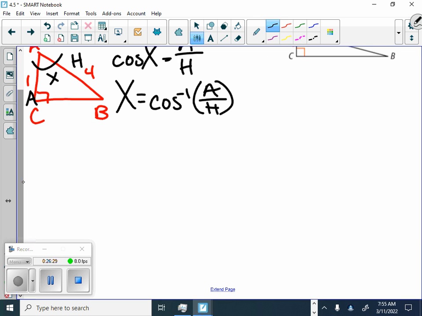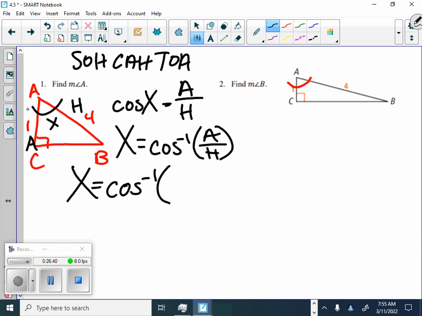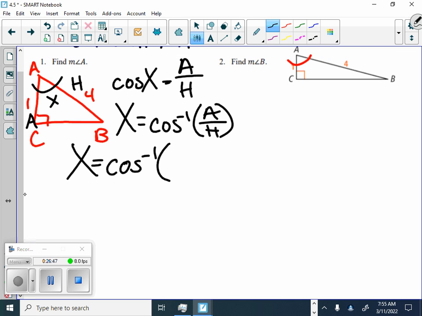Okay, so now let's plug everything in. X is what I'm looking for, and I'm taking the inverse cosine of my adjacent over my hypotenuse. That's what this is saying. Cosine is adjacent over hypotenuse. So what is my adjacent? 1. And my hypotenuse? 4. Now you need your calculator. Instead of hitting cosine, you're going to hit second cosine. So you're going to hit that green button, and then cosine, and then 1 divided by 4.